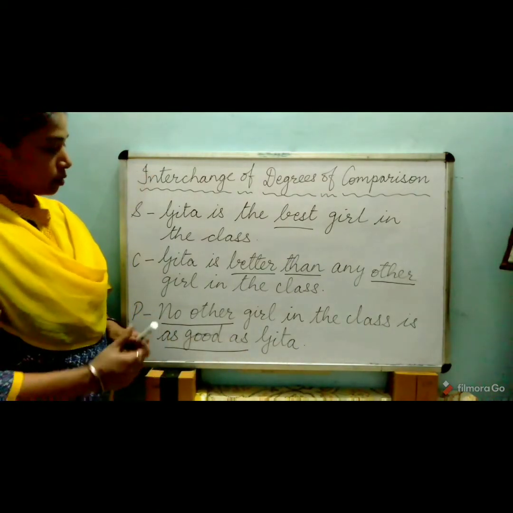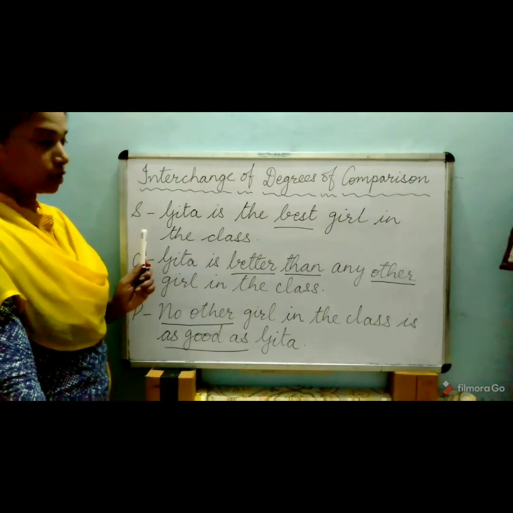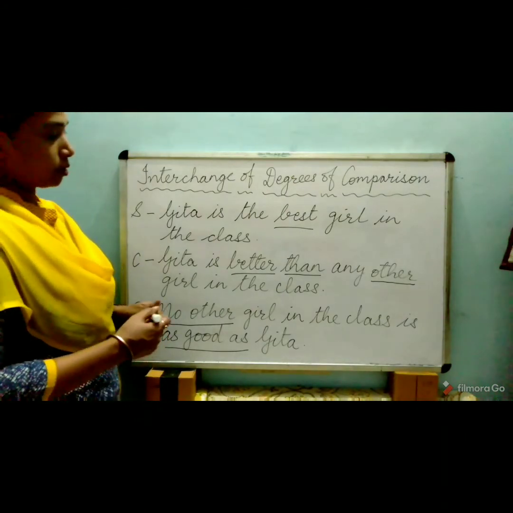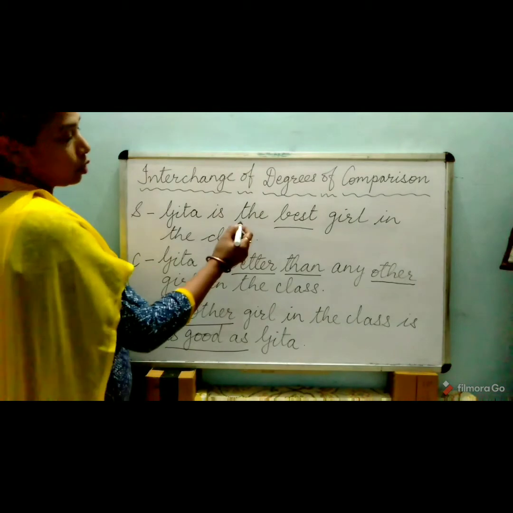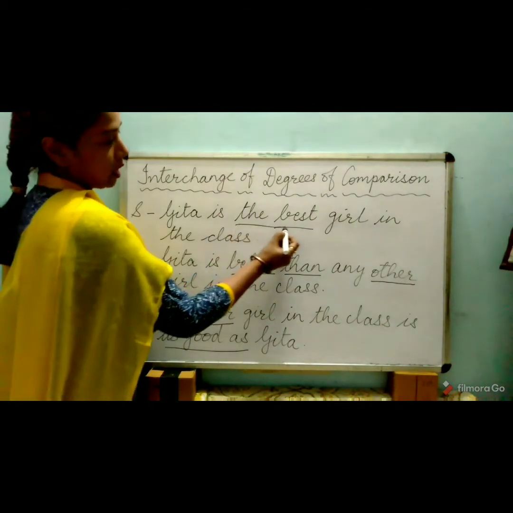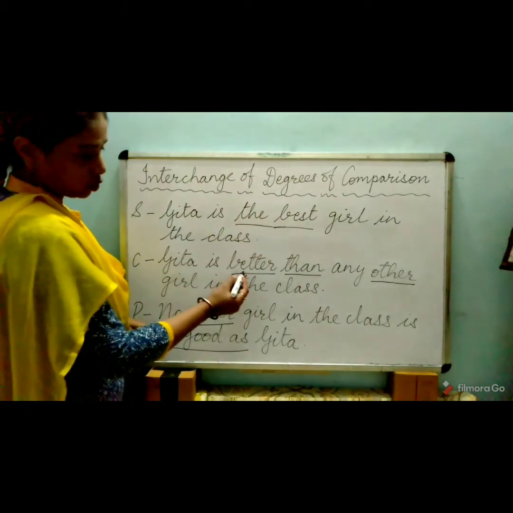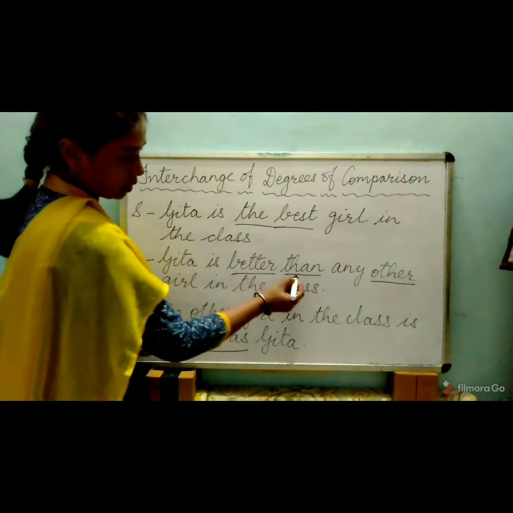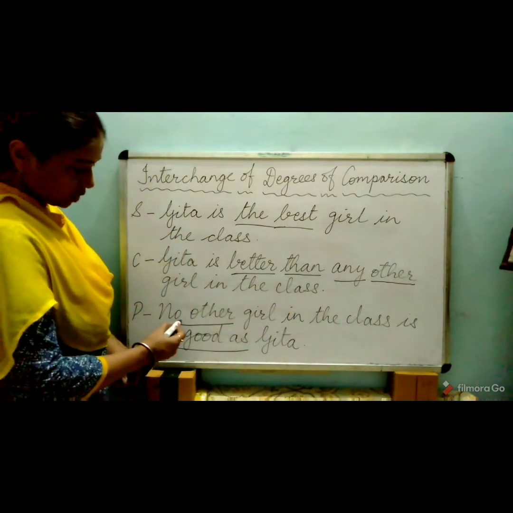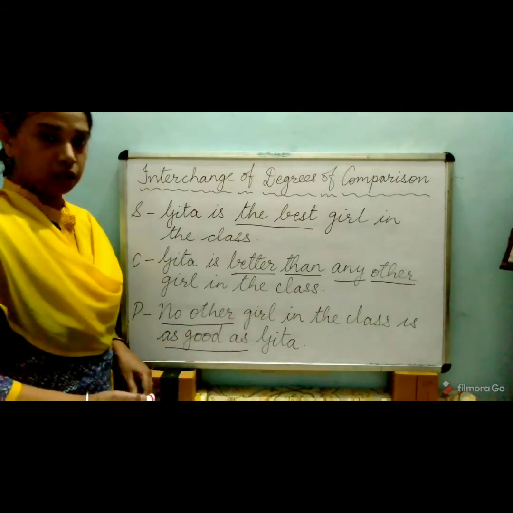So these 3 sentences, learn how to write these 3 sentences in the 3 different degrees, children. The only thing that you can remember is that when your superlative sentence is the plus adjective, the best, then remember that your comparative should have these words, better than any other. And then your positive will start with no other and the phrase as good as will be used.